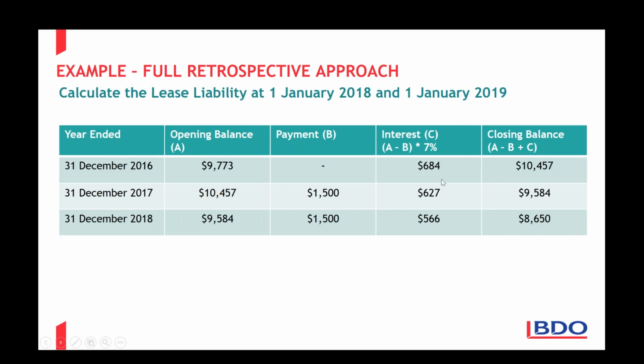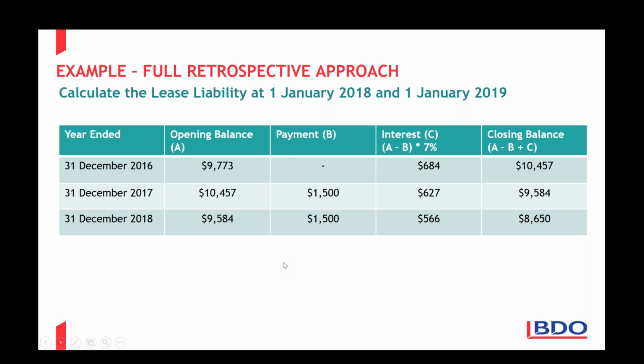So if that's the opening balance, and that is the interest, that's my closing balance. For 2017, I now have an opening balance. I have a payment at that date. I have interest for that year, and I've got a closing balance. So my interest is opening balance less payment, because it happens at that date, multiplied by 7%. And my closing balance is my opening balance less the payment plus my interest. And I work out an amortization table over the period of the lease.